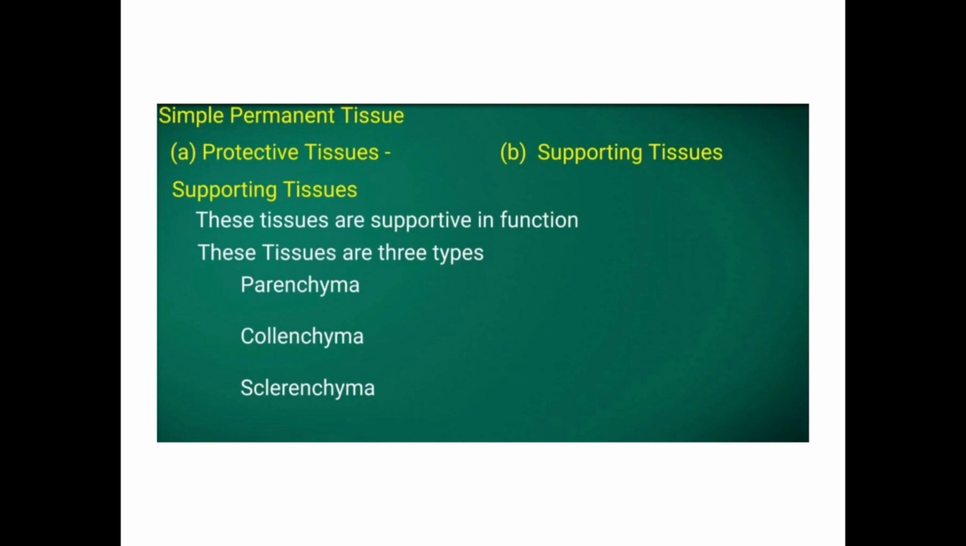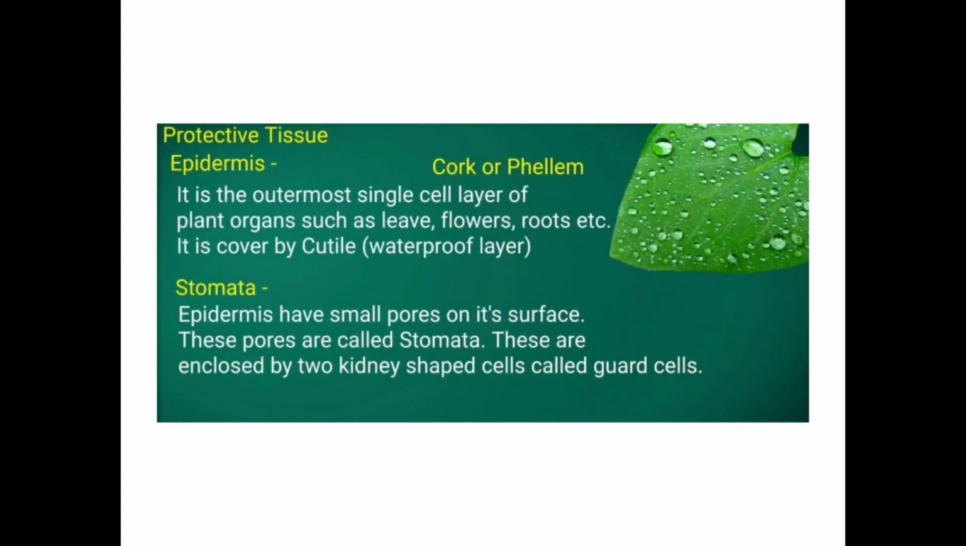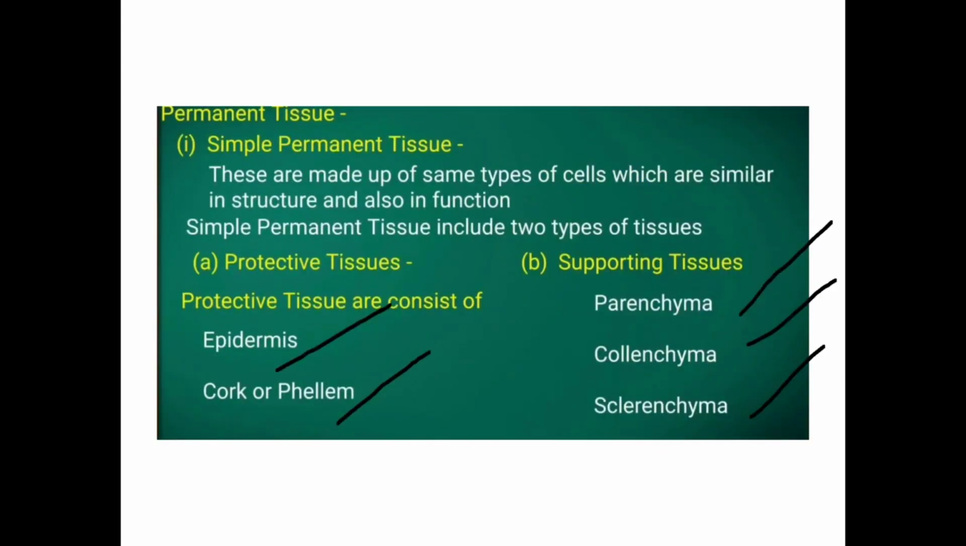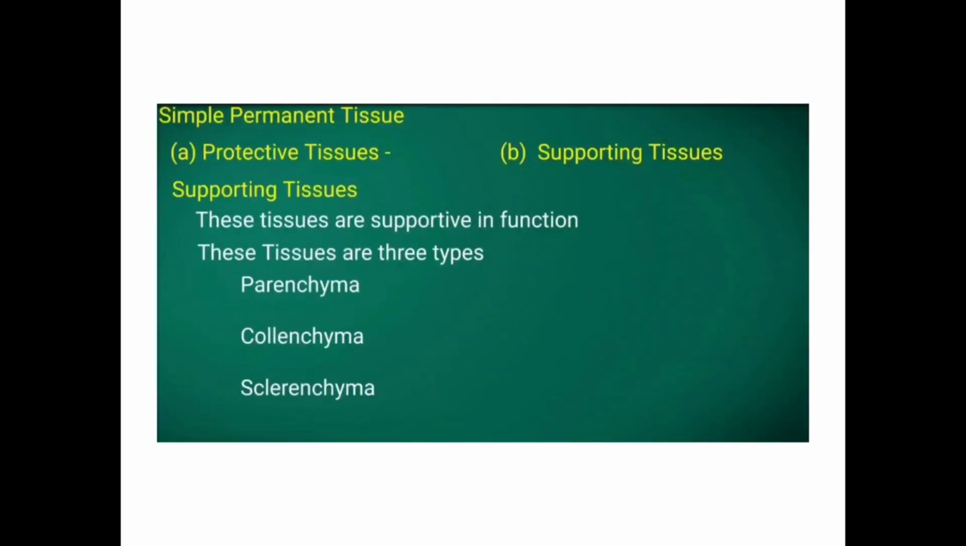Now we are going to study the supporting tissues. We already studied the protective tissues. So what are the protective tissues? Epidermis and cork or phellem. Now we are going to study the supporting tissue. These tissues are supportive in function. These tissues are of three types: parenchyma, collenchyma, and sclerenchyma. So these are the three supporting tissues.